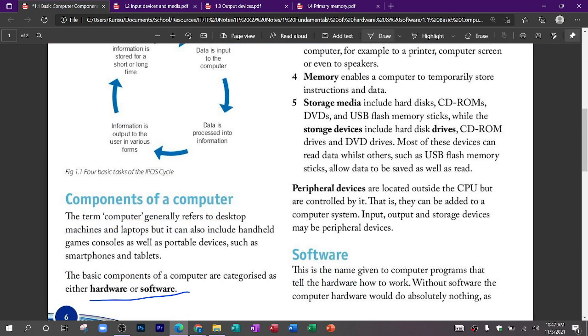So any computer you look at, any part of that computer is going to fall under one of these components. If you look at the keyboard, it's going to fall under hardware or software. If you're playing a game, it's going to fall under hardware or software. If you're drawing on your computer, if you're drawing on your phone, it's going to fall under one of these 2 categories: hardware or software. Are you guys following?